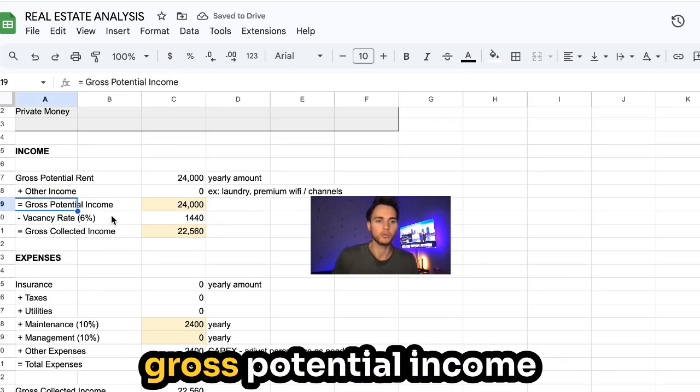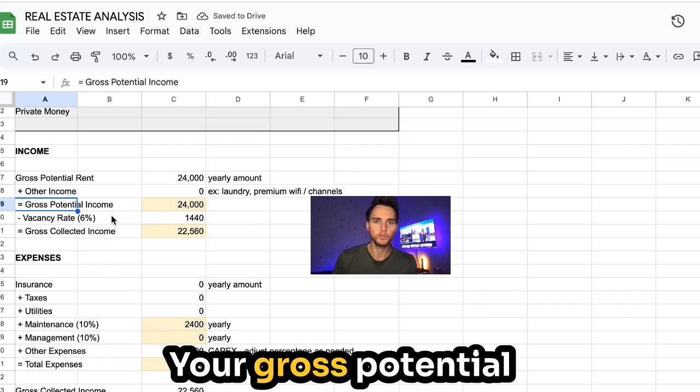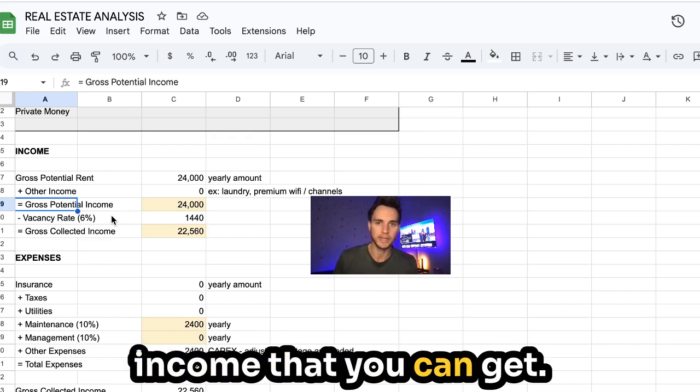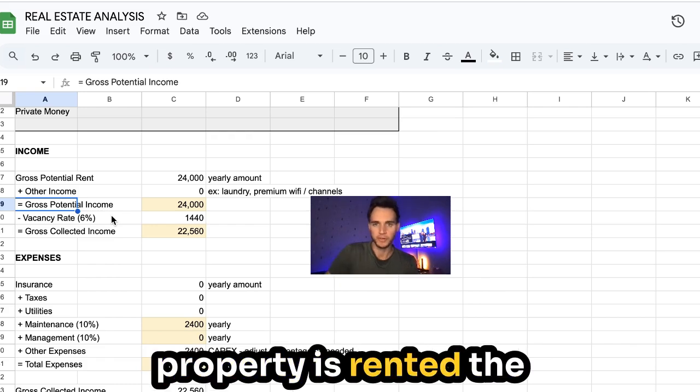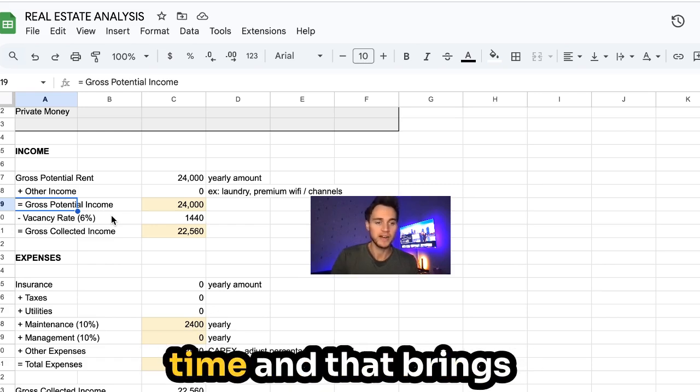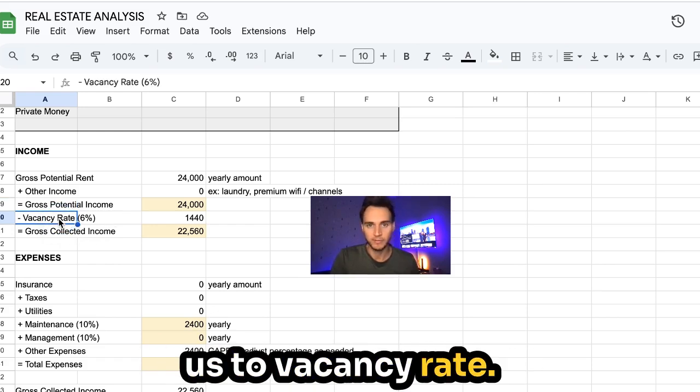And then this will give us our gross potential income. Your gross potential income is the total amount of potential income that you can get, assuming that your property is rented the whole year. But your property is not always going to be rented 100% of the time, and that brings us to vacancy rate.